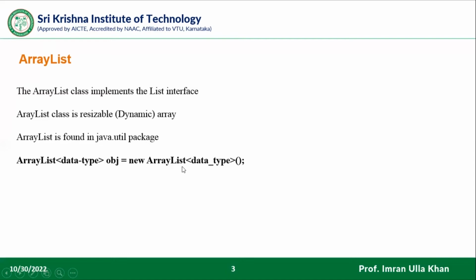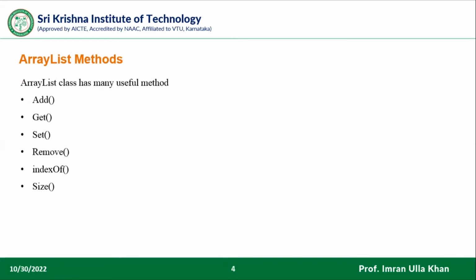This is how you can create the object for any class: the class name, that is ArrayList, then the data type and the object name, then new ArrayList with the data type. This is how we can create the object for any collection.